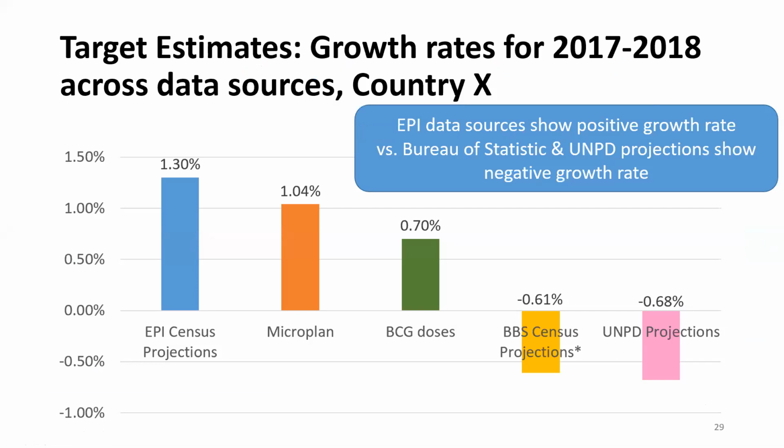On the right side of the graph, we can see two additional sources, the Bureau of Statistics census projections, as well as the UNPD projections, both of which have a negative growth rate. So remembering the key questions we might ask for target estimates, we can see that the EPI target estimates are not quite aligning with known demographic trends. And this might indicate a problem that needs further investigation.